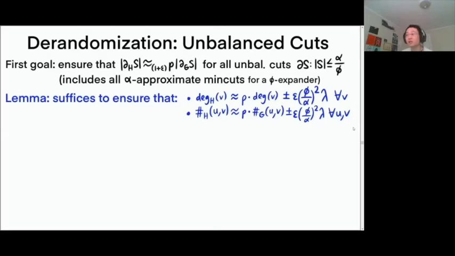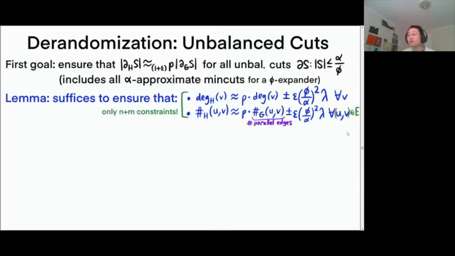So here's our key lemma in this case. We claim that it suffices to ensure these two claims. The first claim is essentially a degree preservation. So we want to show that the degree of each vertex is roughly P times its degree in G, plus or minus some small additive factor. And second of all, for any two vertices in the graph, the number of parallel edges between U and V in H is roughly, again, its expectation plus or minus some small additive factor. By suffice, we mean that if we can satisfy these two conditions, then we satisfy our goal. So if we can satisfy just these two conditions, then we get the preservation property for all unbalanced cuts.